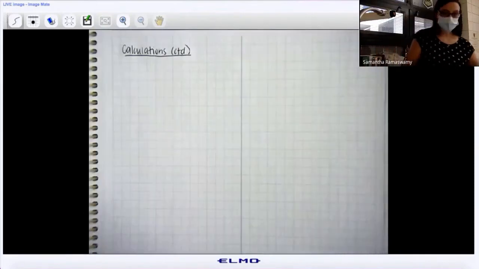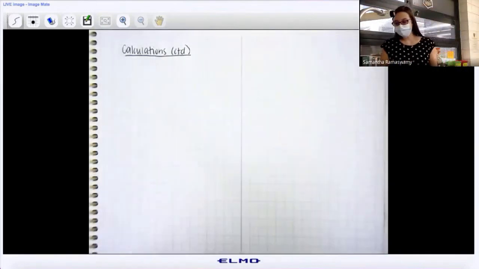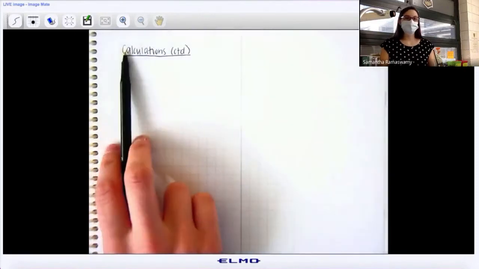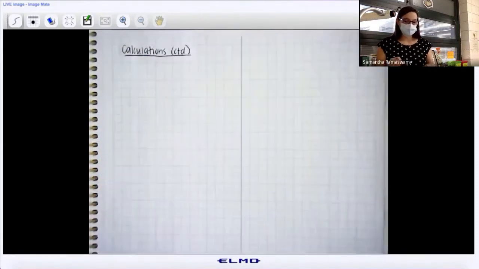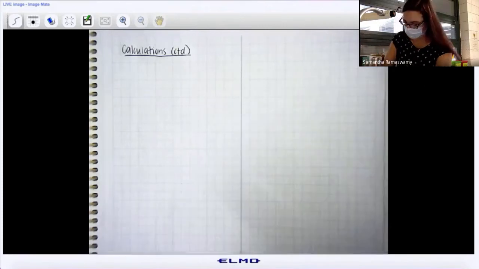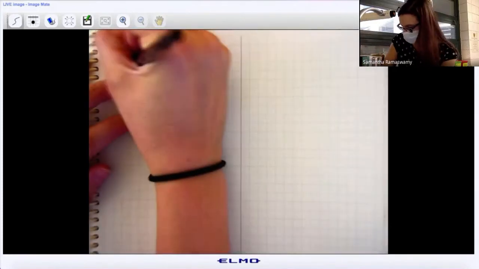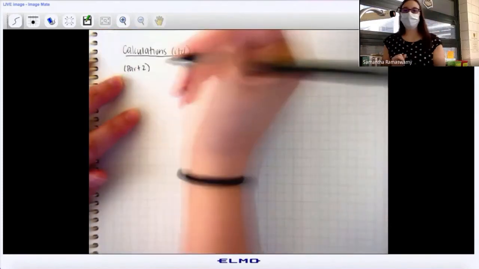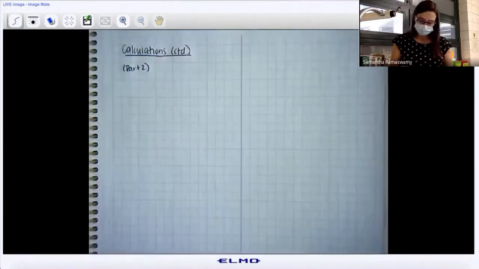So I'm ready for my next page. I went on to the next page and just wrote calculations continued because I was at the very bottom for the last calculation. We're on part 2. I'm going to put parentheses just to remind myself that we're on the part 2 calculations.